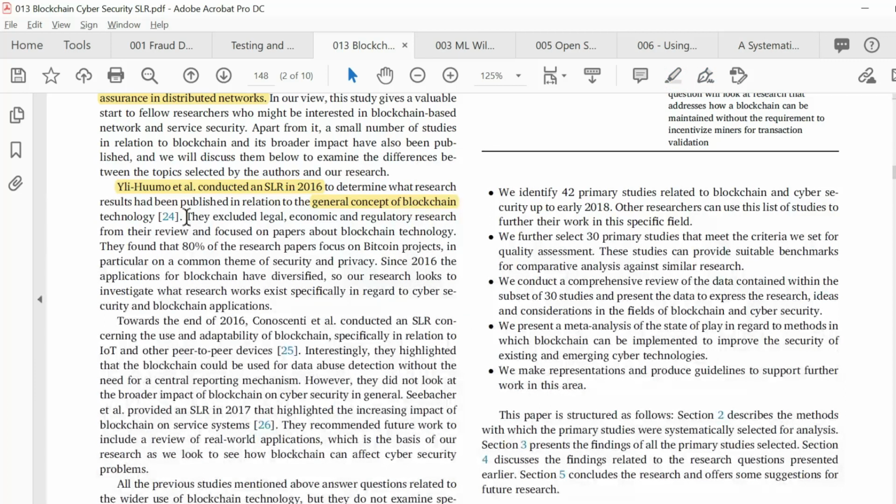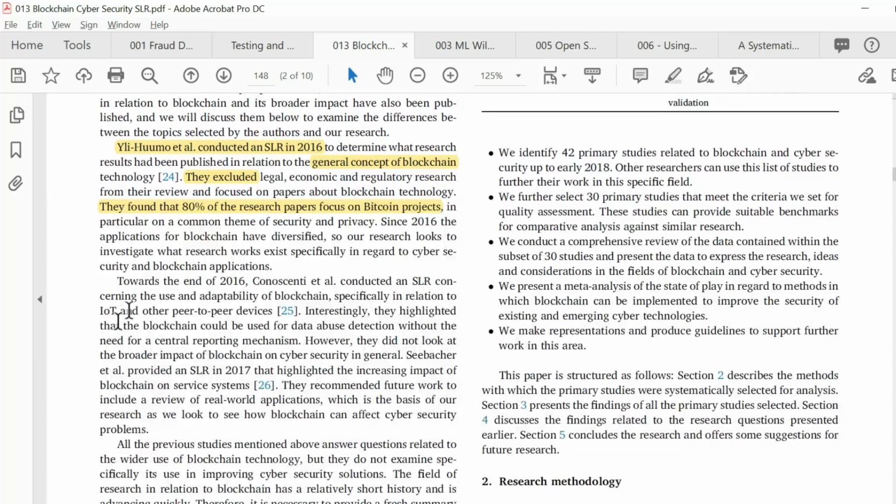It further goes and states what is excluded. So they have excluded legal, economic, and regulatory research from their review. What are their findings? So they found that 80% of research papers focus on Bitcoin projects.